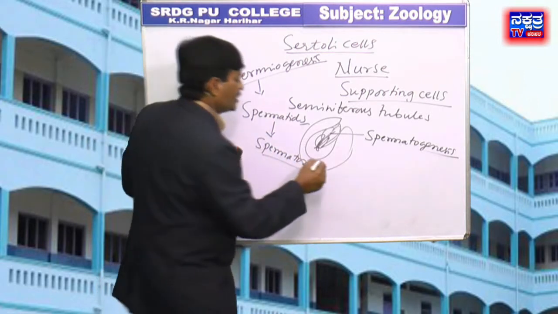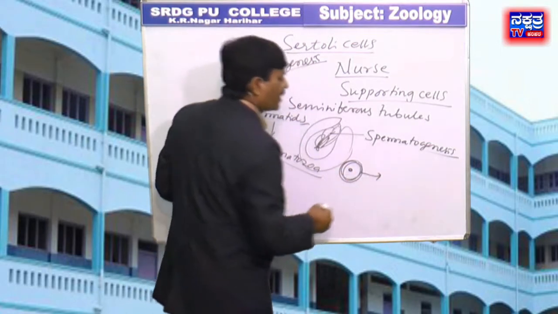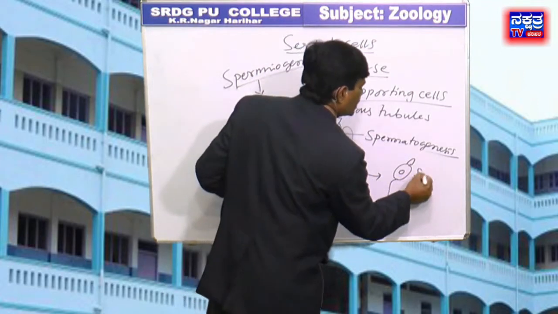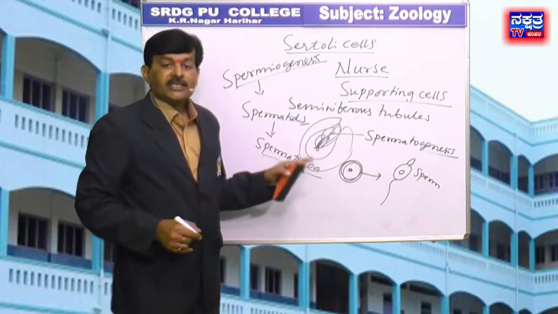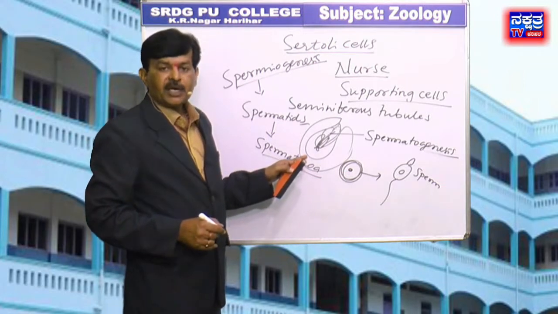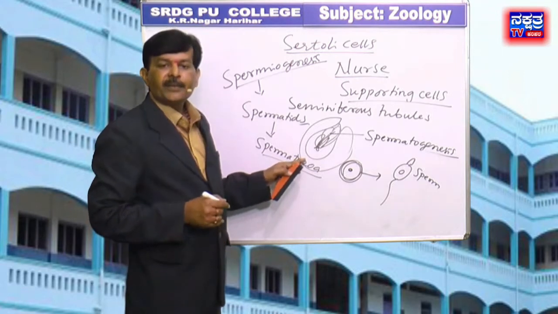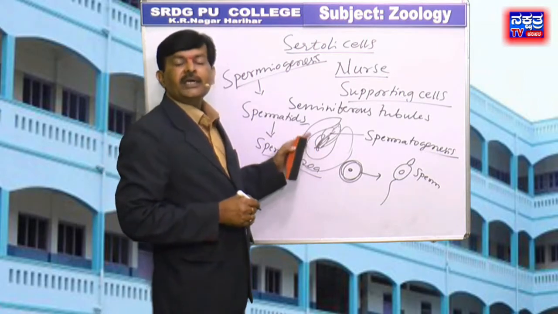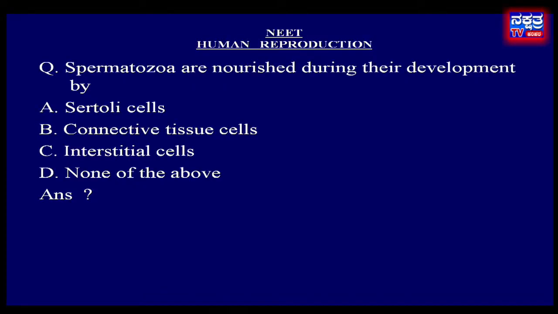Spermatozoa. This is a spermatid. Then it transforms into the male gamete, that is called a sperm or spermatozoa. Okay. Sertoli cells absorb extra cytoplasm from newly created spermatozoa just prior to their release into the lumen of the seminiferous tubules. Therefore, in the given options, option A, that is Sertoli cells, is the right answer.